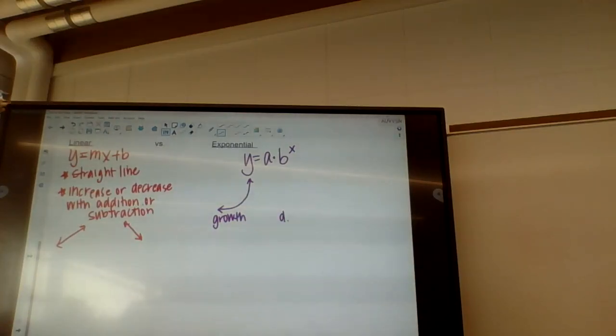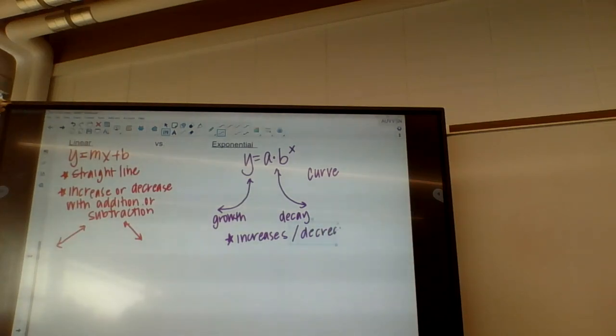Whereas decay, and there's actually things called half-life, so if you bury something in the ground, it starts breaking down pretty quickly, but then eventually it kind of levels off, like it keeps getting smaller and smaller, but then it never quite goes away completely. So exponential decay would be going downhill. So it has a curve to it. So it's a curve versus a straight line. And this one increases or decreases with repeated multiplication or division.